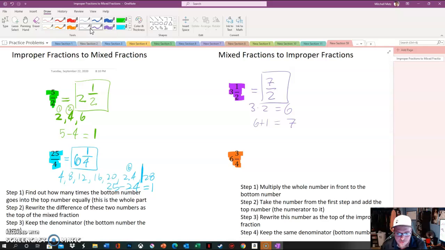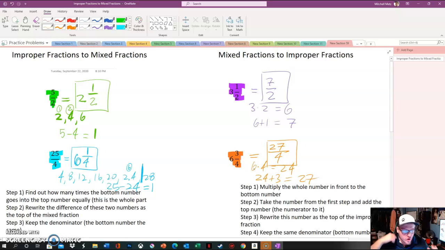Let's do one more. I'm going to do it in orange. Same thing. Multiply the whole number in front by the bottom number. So we have 6. We're going to multiply it by the denominator, 4. So 6 times 4 is 6, 12, 18, 24. Then we're going to take that number and add the top number to it. You notice the top number is 3, so that's going to be 24 plus 3. And that is now the top number in my improper fraction, so 27. And then I'm going to just rewrite 4. So 4 will be the bottom of my fraction. And that's step 3, keep the same denominator.